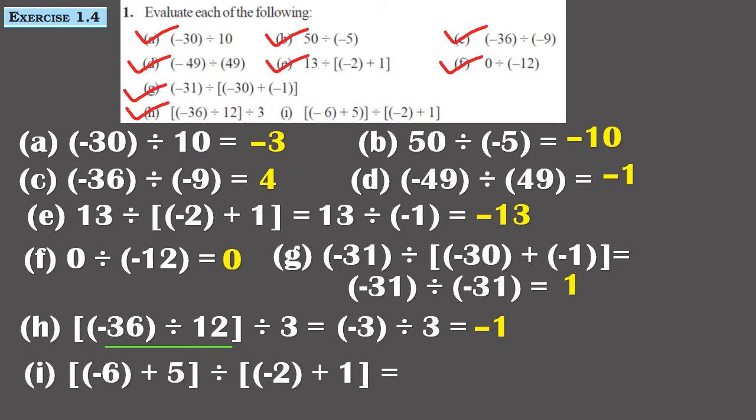minus 6 plus 5 divided by minus 2 plus 1. So minus 6 plus 5 is what? Minus 1. Minus 2 plus 1, that is also minus 1. So minus 1 divided by minus 1, negative by negative. So the answer is positive 1. Now move on to question number 2.